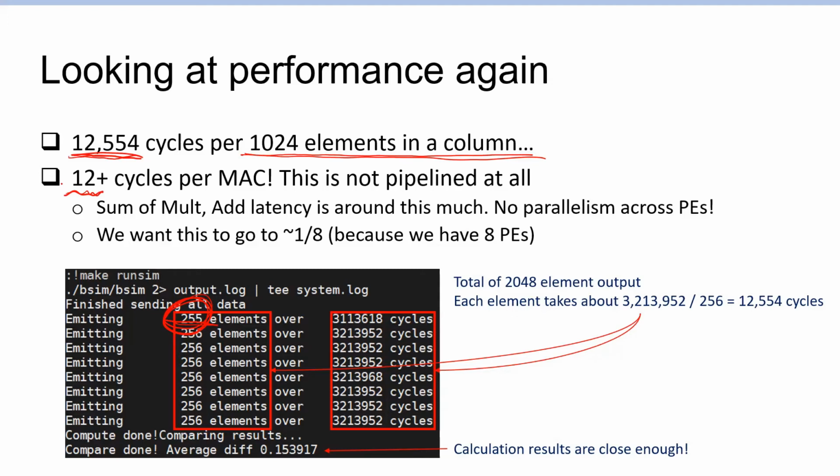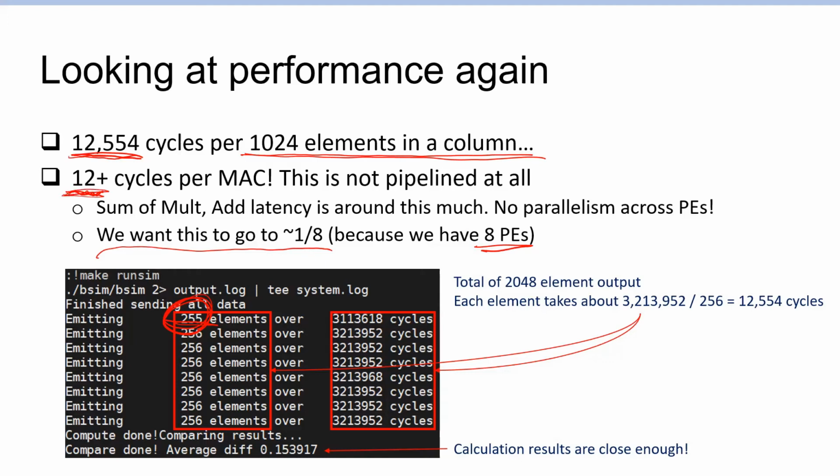This is not pipelined at all. We want this to go to 1/8-ish, because we have 8 PEs. Assuming everything is pipelined and we have 8 PEs, we will be getting one result out every... We want a multiply accumulate operation to take on average 1/8 cycles, because it'll be parallelized over 8 PEs. And yeah, that's what we want. But right now it's nowhere near 1/8. It's 12 plus cycles per MAC.